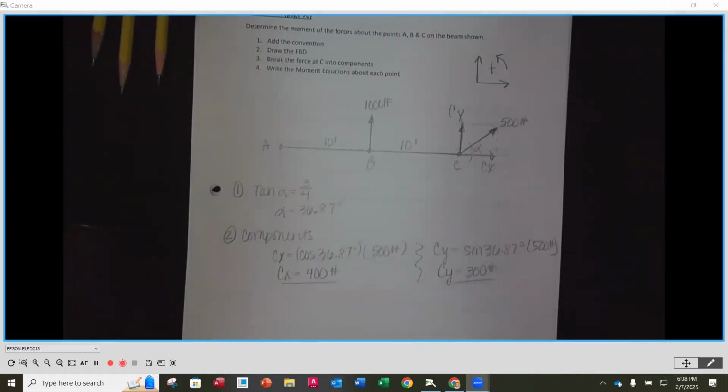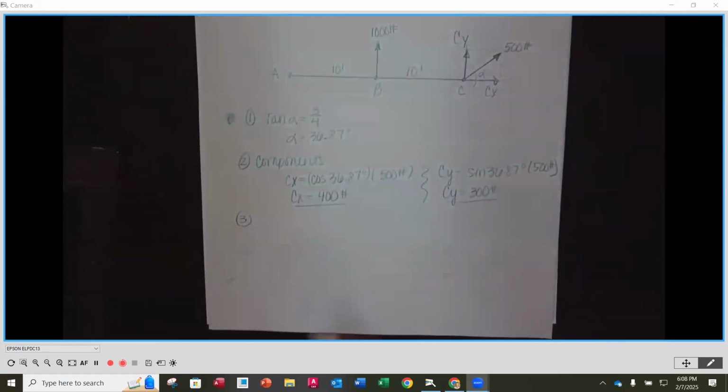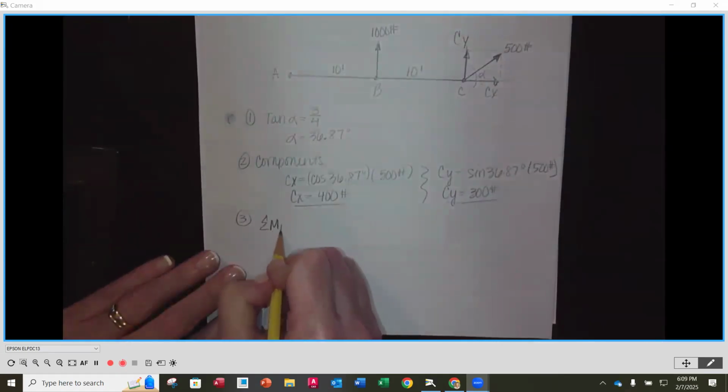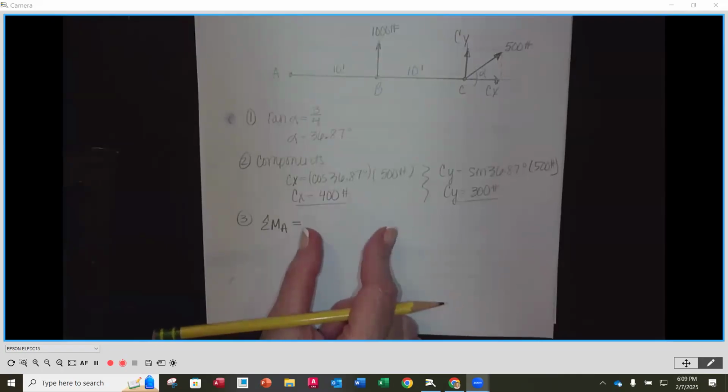So any questions so far? All right. So we've got our diagram. We have everything on the x or y axis. So now we're ready to determine the moments about each one of those points, A, B, and C. So step number 3 then, I'm going to turn the page. I don't have much room to do this. I have to sum my moments around A. So I'm going to sum my moments around A equal to, right? Now this isn't going to be equal to 0. We're just going to write the moment equation on the right-hand side.